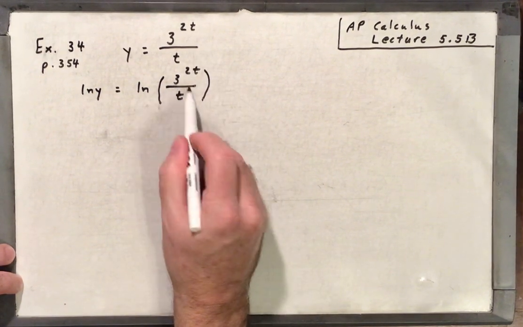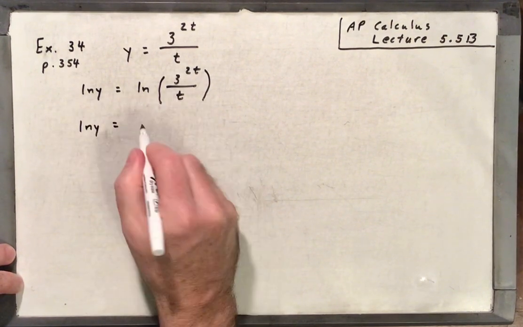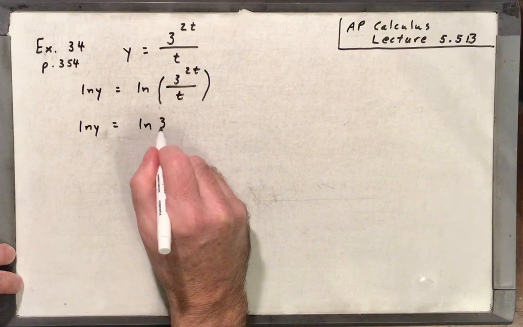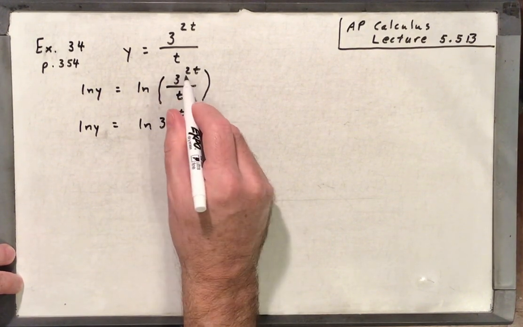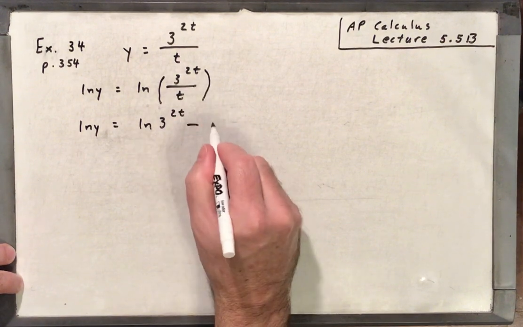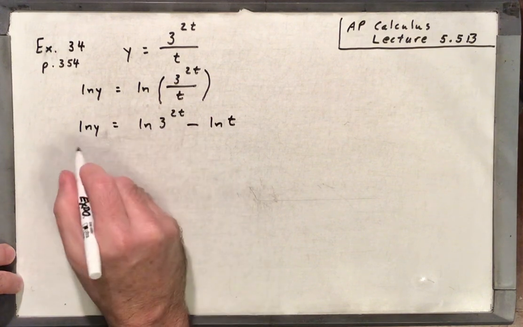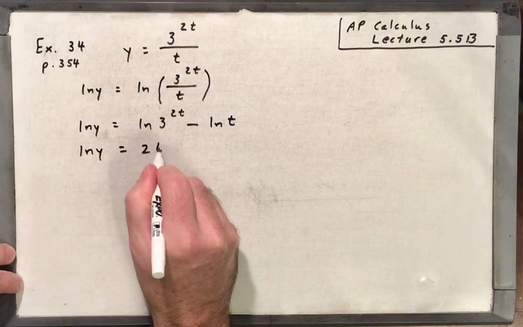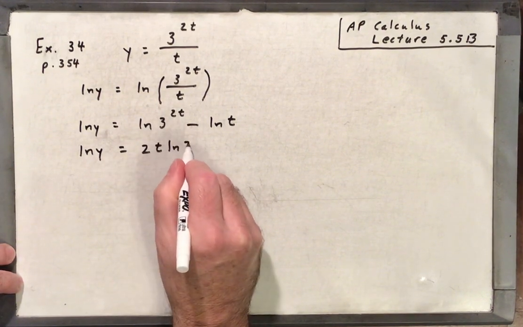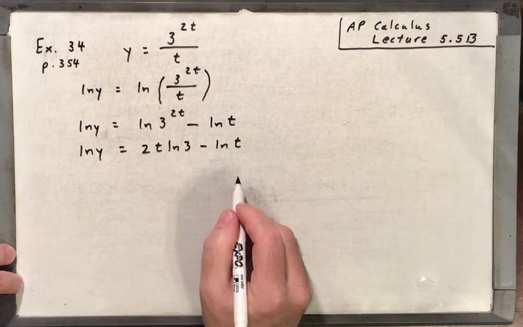Okay, let's split all this up here a little bit. So we've got the natural log of y is equal to the natural log of 3 to the 2t minus, okay, using the properties of logs, it's a fraction, so minus the natural log of t. What can I do with that 2t? I can bring it out front. Natural log of y is equal to 2t natural log 3 minus the natural log of t.